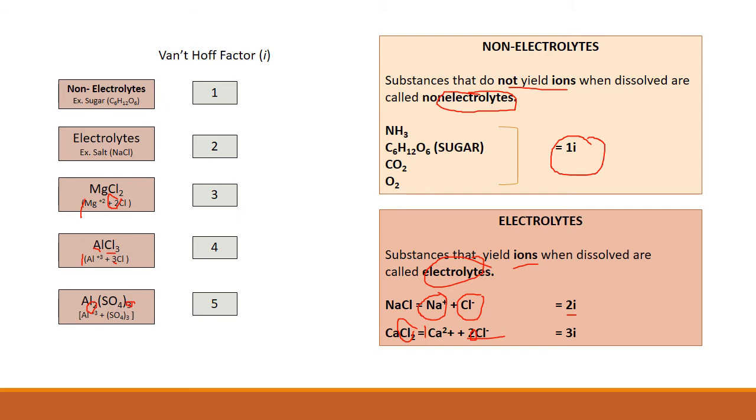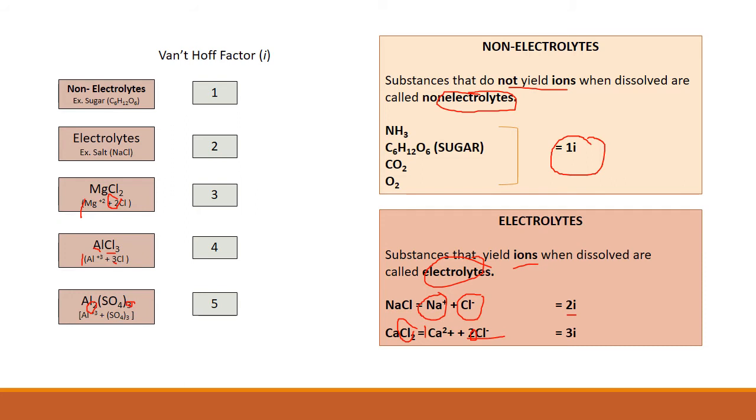So for example, you have your NH3 or your ammonia, your sugar, your carbon dioxide, and your oxygen. So it has a 1 Van 't Hoff factor or dissociation factor. For our electrolytes, substances that yield ions when dissolved in water are called electrolytes. So we have here sodium chloride or your table salt. You have sodium. This can be dissociated into sodium and chloride ions. So we have two. You have here sodium and then chloride. So we have two Van 't Hoff factor.